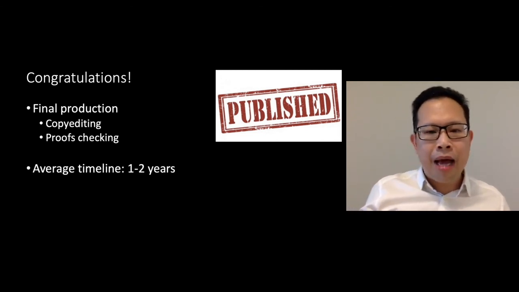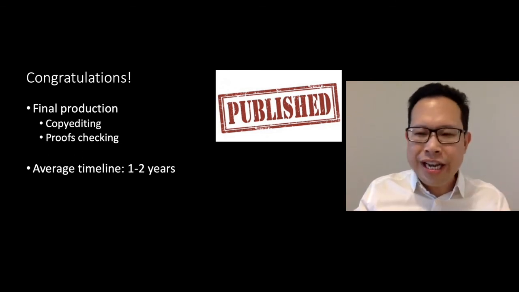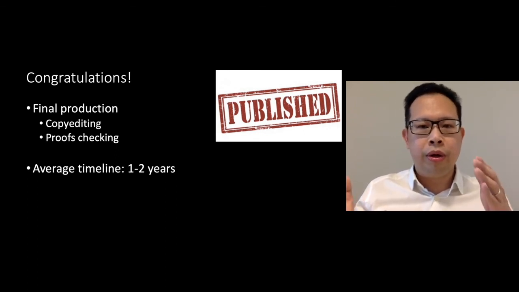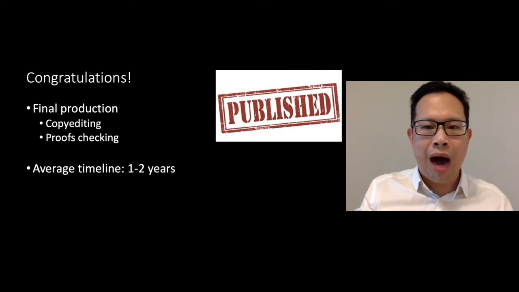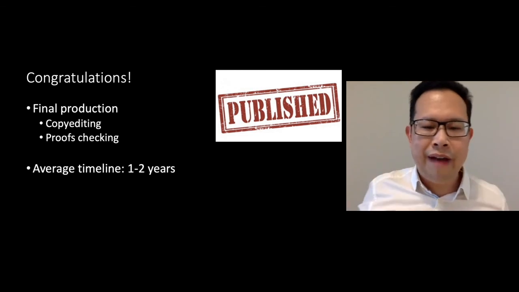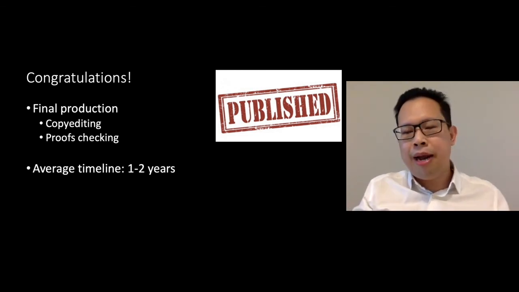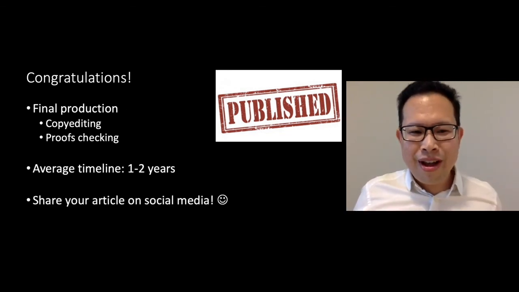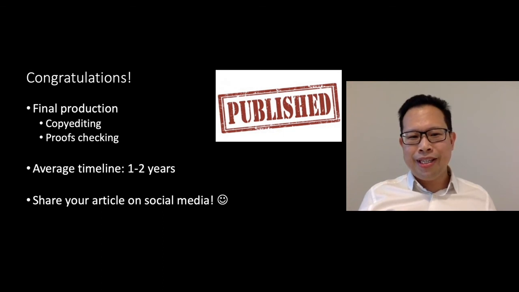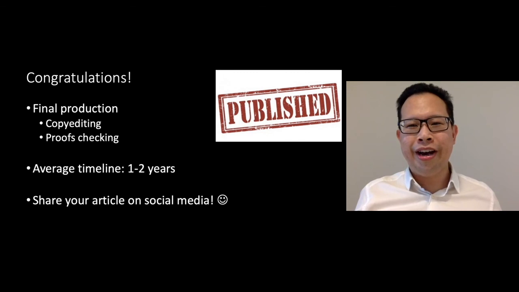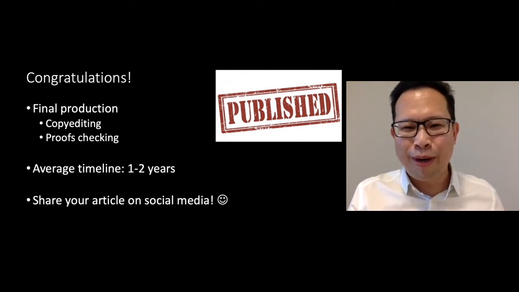The average timeline to get published in a journal usually takes about a year or two, sometimes 3 years and even more. It really depends on the journal, the reviews you receive, and also how efficient you are in revising your manuscript. There are many factors involved, but the average timeline is usually 1 to 2 years. And of course, if your article is published, that's a really wonderful experience. Share your article on social media, and yes, you have a published article.